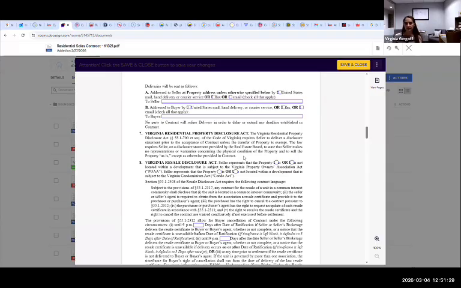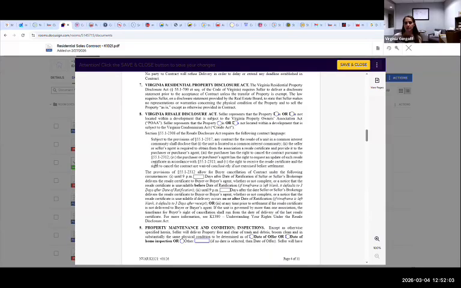Or a representative, okay? Virginia Resale Disclosure Act. Seller represents that the property is or is not located within a development that is subject to the Virginia Property Owners Association Act. Seller represents that the property is or is not located within a development that is subject to the Virginia Condominium Act. Okay? So you have the POAA or you have the Condo Act that will apply whether the property is a condo or a townhouse, and if it's not, then you put that it is not in both cases.